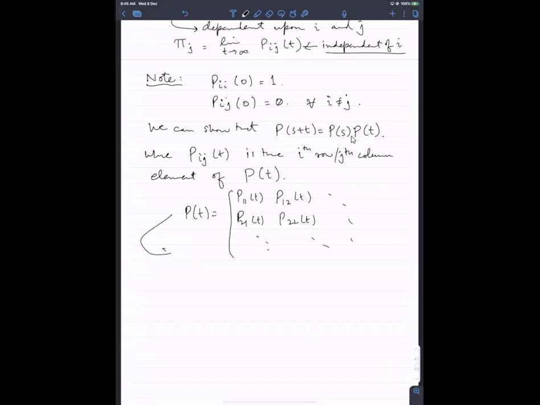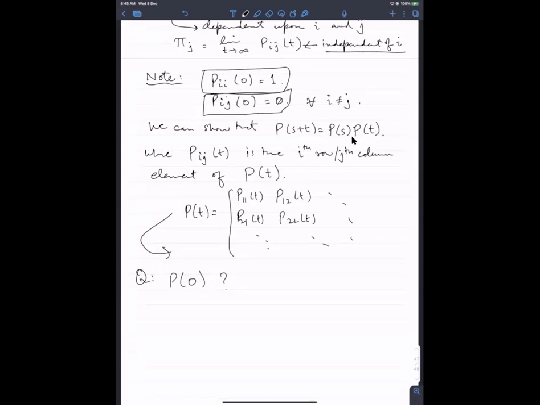You can see that P of 0, what is this guy? यह भी हमने बताया कि Pii0 जो है ये 1 होगा और Pij0 जो है ये हमेशा 0 होगा. So this would be simply an identity matrix.